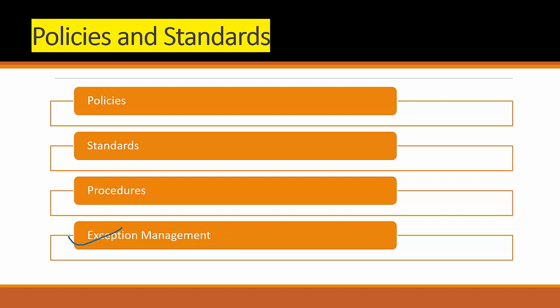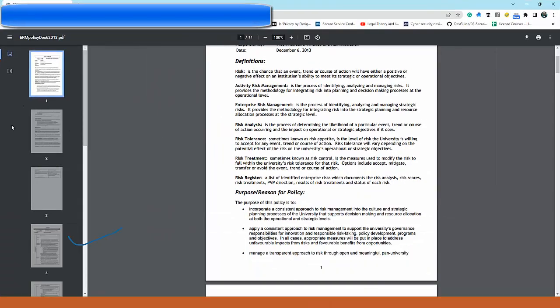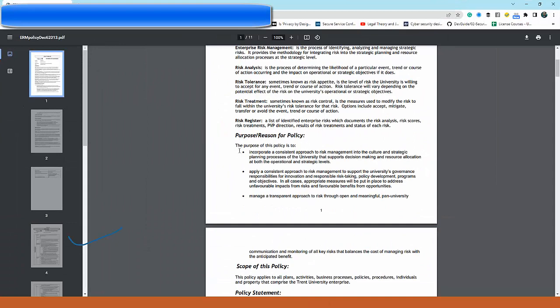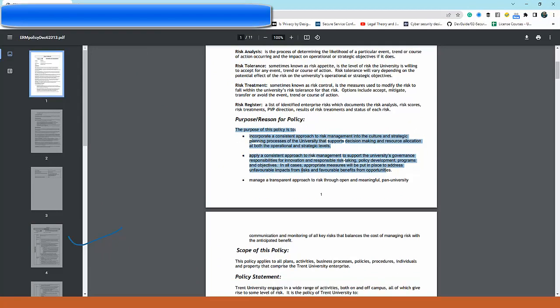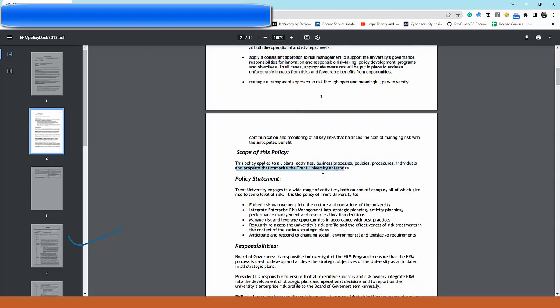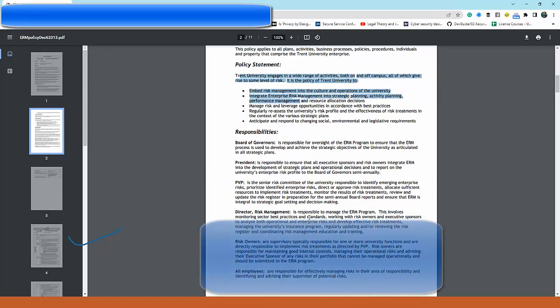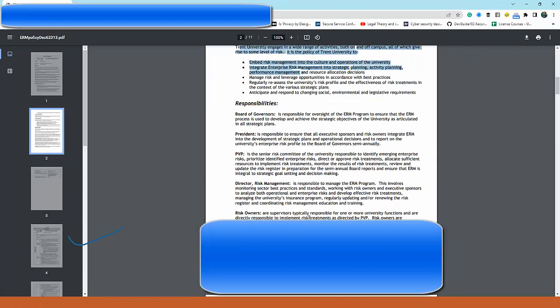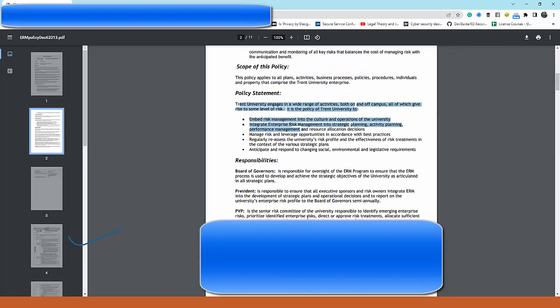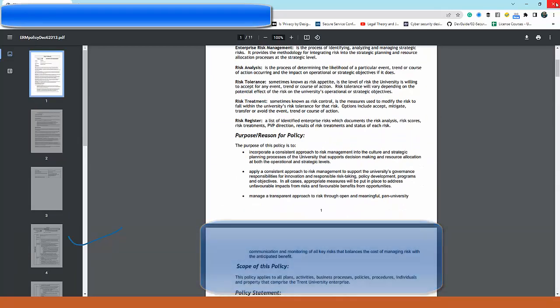One example I can show you is the risk management policy. If you notice here, they talk about the reason, giving the purpose of the policy, then talk about the scope of the policy, then the policy statement, then who is responsible and everything. So these are the key activities we have, which are part of the policies.